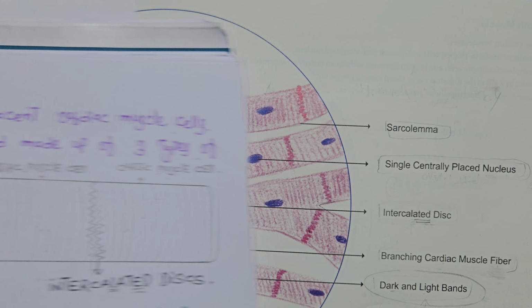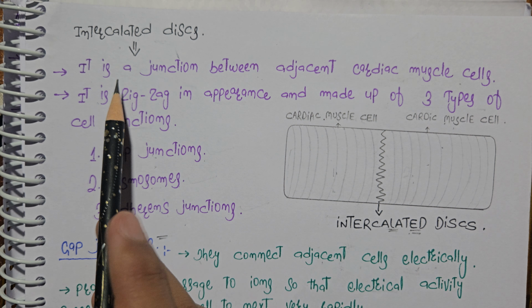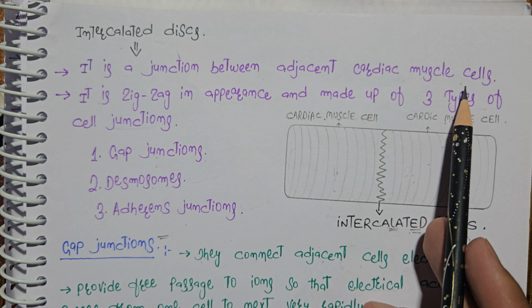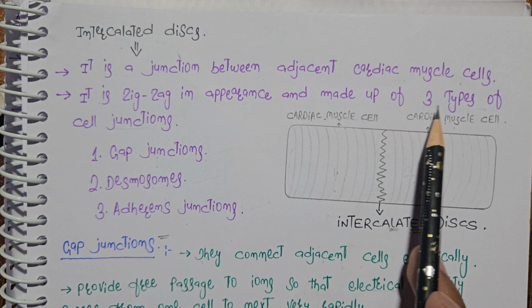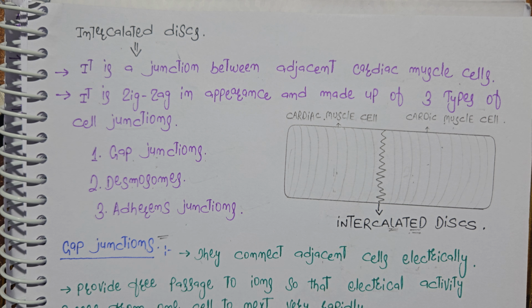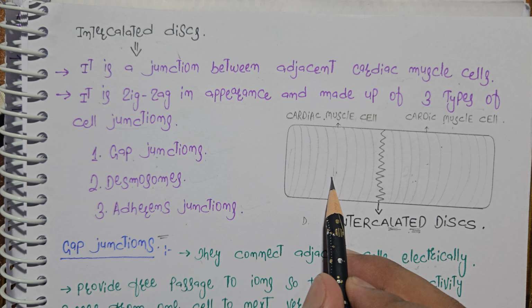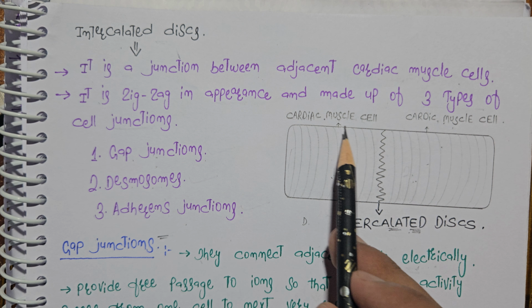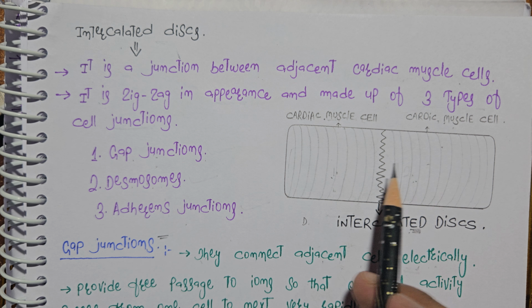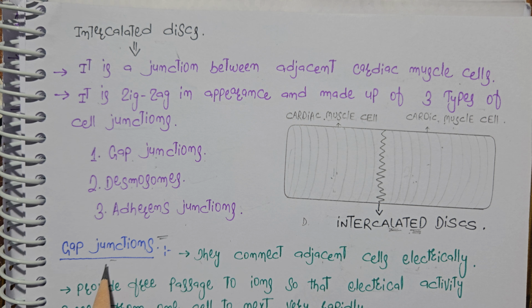Clearly, so what did I teach you so far? It is the intercalated disc. It is a junction between adjacent cardiac muscle cells. It is zigzag in appearance and made up of three types of cell junctions. Those are gap junctions, desmosomes, and adherent junctions. As you can see in this diagram, we have the intercalated disc between one cardiac muscle cell and its adjacent cardiac muscle cell. So this is a cardiac muscle cell and this is another cardiac muscle cell, and in between two cardiac muscle cells we have the intercalated disc. Now we will move our discussion towards gap junctions.